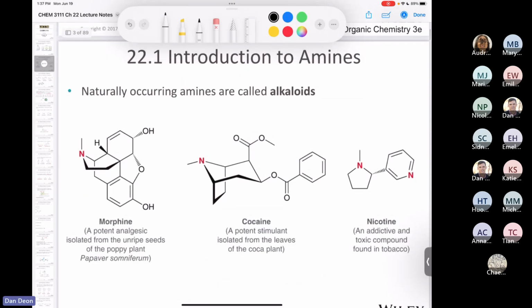All right, if we have a naturally occurring amine, we call those alkaloids, and there are many, many, many alkaloids. There's some that I'm sure you've heard of before. I'm sure you've all heard of morphine before. And morphine is named after Morpheus, the god of dreams, and you can see that it's a potent analgesic.